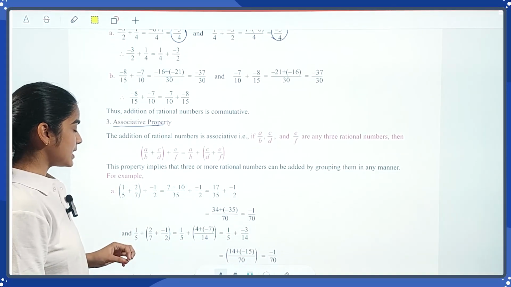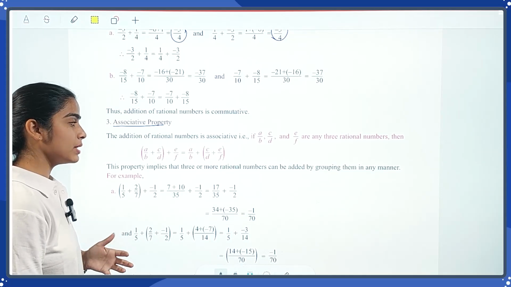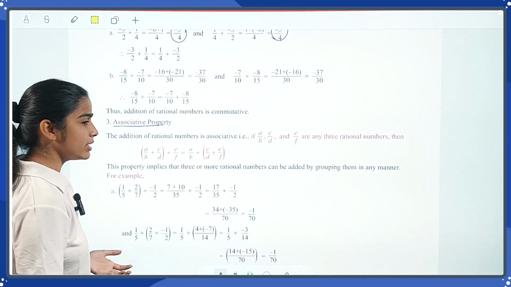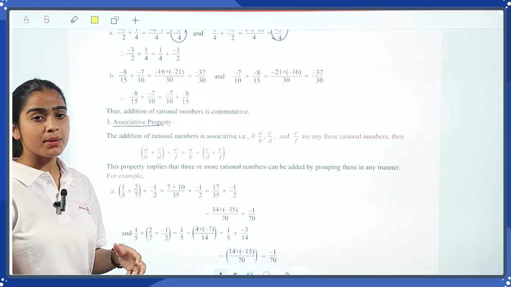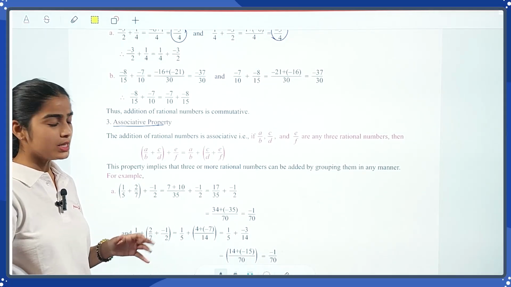This property implies that three or more rational numbers can be added by grouping them in any manner. It doesn't mean that you have to keep the grouping the same. You can change your grouping, and your result will be the same.